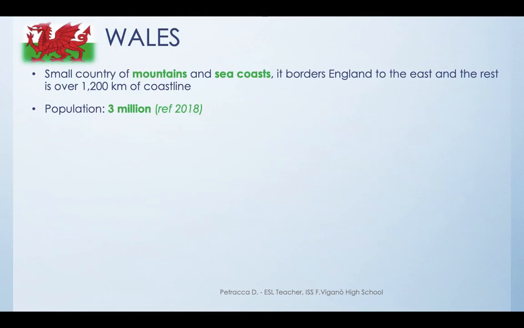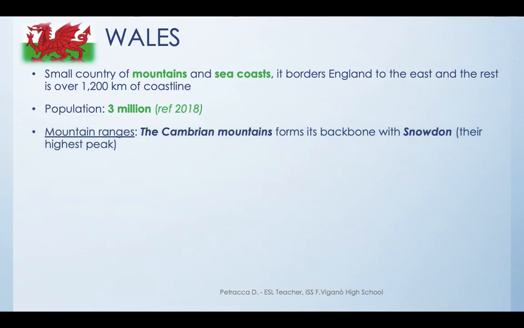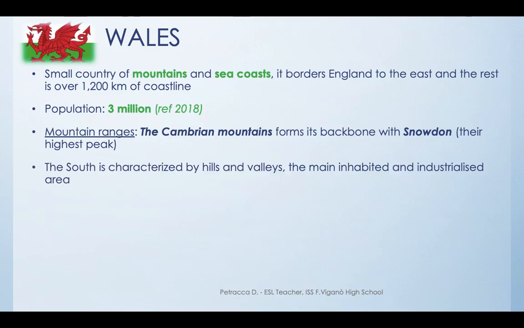Let's jump to Wales. Wales is a small country of mountains and sea coasts. It borders England to the east and the rest is over 1,200 kilometers of coastline. The population is estimated to be 3 million, reference of 2018 always. Main mountain ranges, let's mention the Cambrian Mountains, which form its backbone with Snowdon, their highest peak. The south is characterized by hills and valleys, the main inhabited and industrialized area.